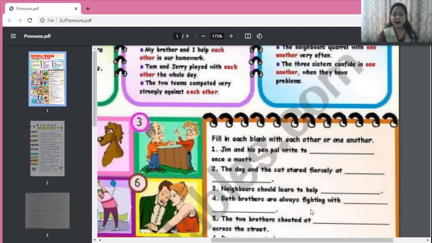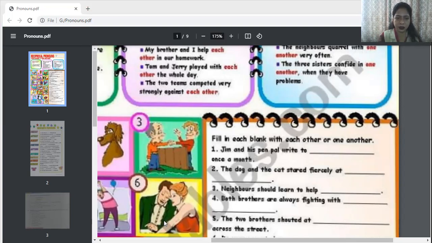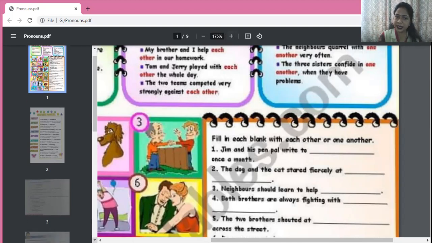Both brothers are always fighting with each other. Both brothers, two brothers, always fighting with each other. The two brothers shouted at dash across the street. So two brothers means each other.